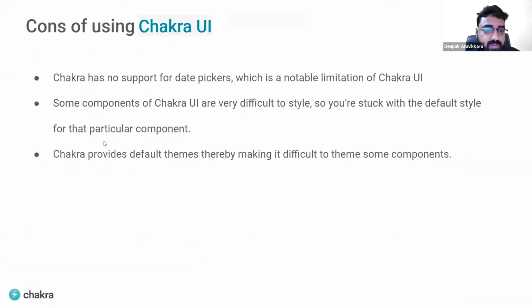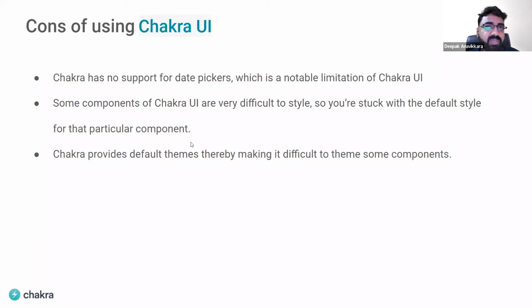concepts of Chakra UI. Chakra UI has so many benefits as well as some demerits also. One of the main demerits is that Chakra UI does not support a date picker. We have a lot of components, but we don't have a date picker, which is a notable limitation of Chakra UI. And some components of Chakra UI are difficult to style. So we are stuck with the default style for particular components, like checkbox and switch component, etc.